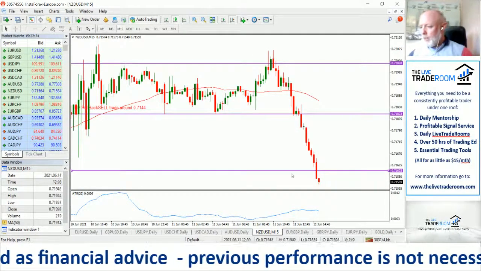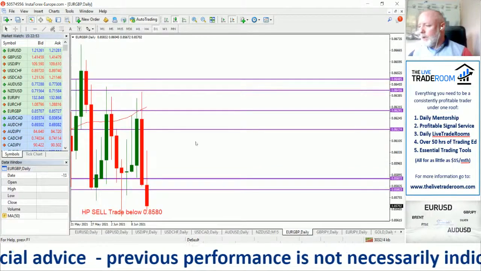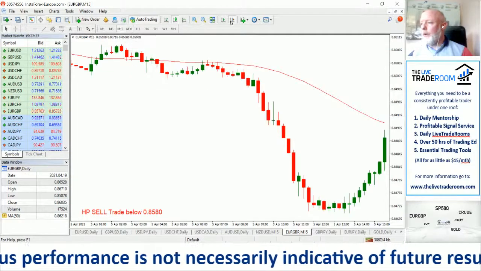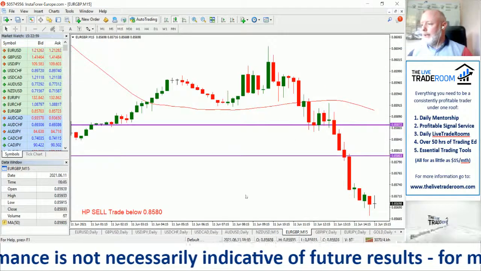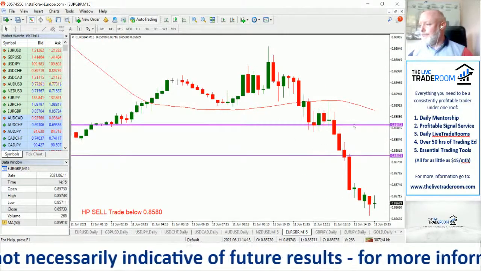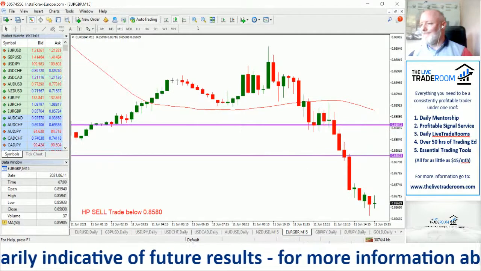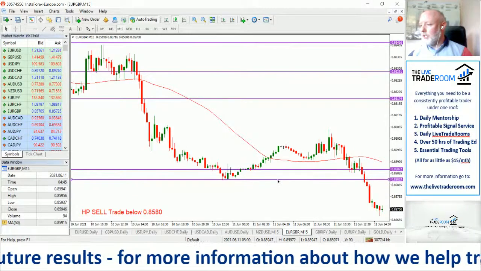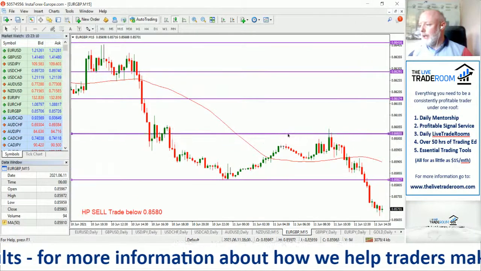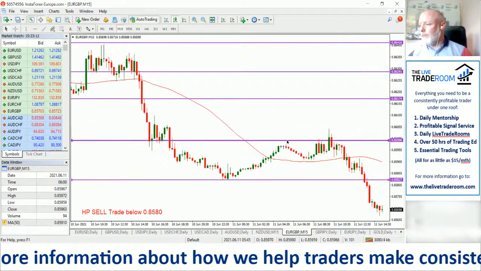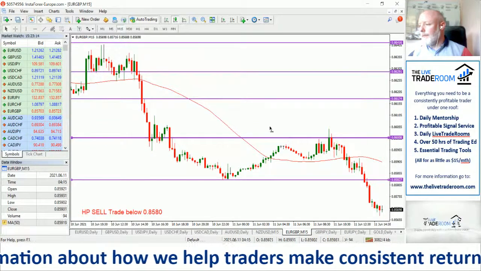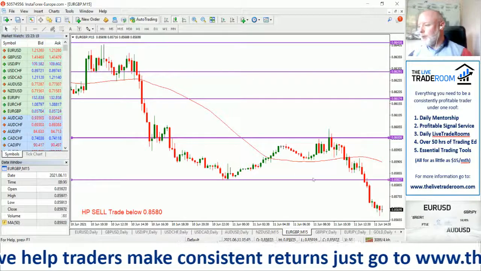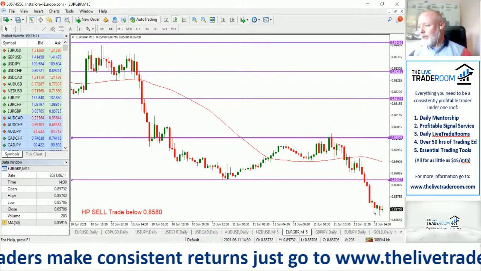This is just horrible price action. Let's have a look at the euro pound. We are really just splitting hairs. This market's been in a sideways move for quite some time. Now we're getting that little breakout to the downside.